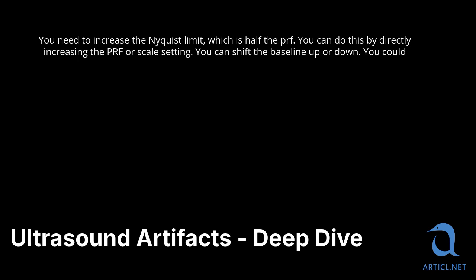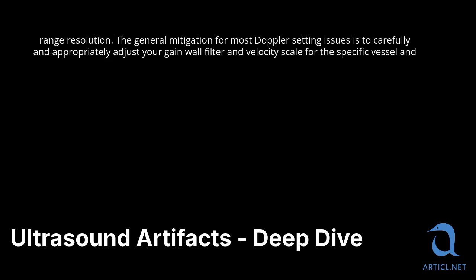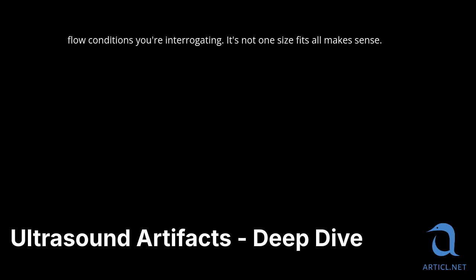So how do you fix aliasing? You need to increase the Nyquist limit, which is half the PRF. You can do this by directly increasing the PRF or scale setting. You can shift the baseline up or down. You could switch to a lower frequency transducer, which has a lower Doppler shift for the same velocity. Or sometimes using continuous wave Doppler, which doesn't alias, though it lacks range resolution. The general mitigation for most Doppler setting issues is to carefully and appropriately adjust your gain, wall filter, and velocity scale, PRF, for the specific vessel and flow conditions you're interrogating. It's not one size fits all.